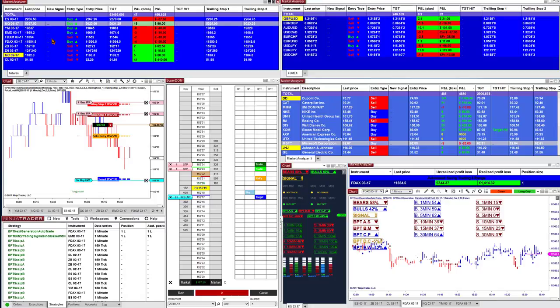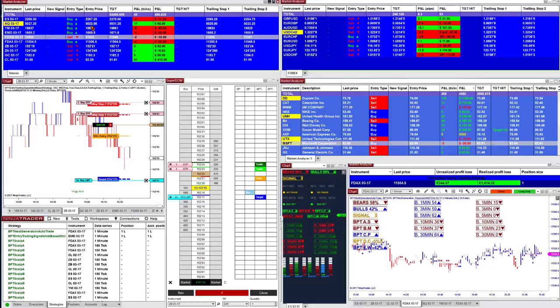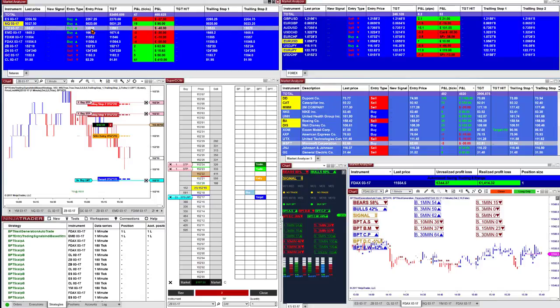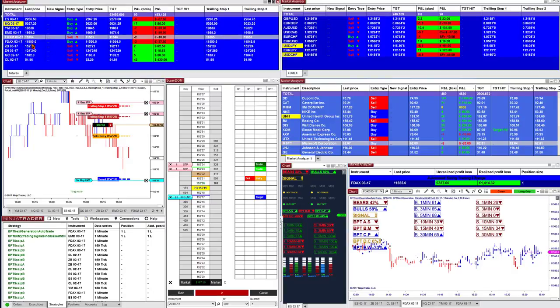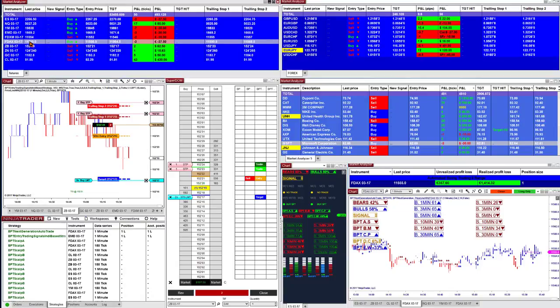Nasdaq, we had an entry at the 23 level, and then the YM is at the 845 level. The EMD today did very well, and then we have the DAX, which did some very nice runs.